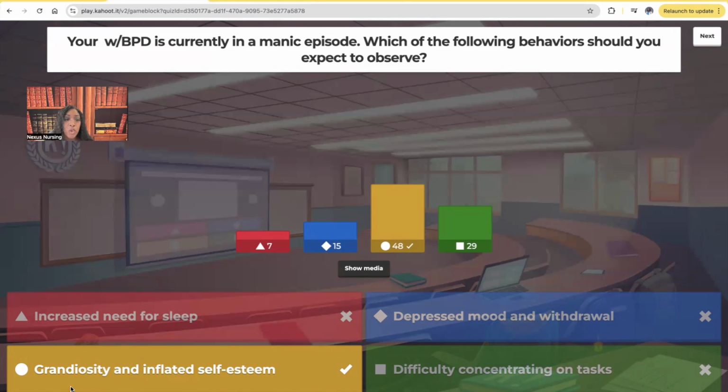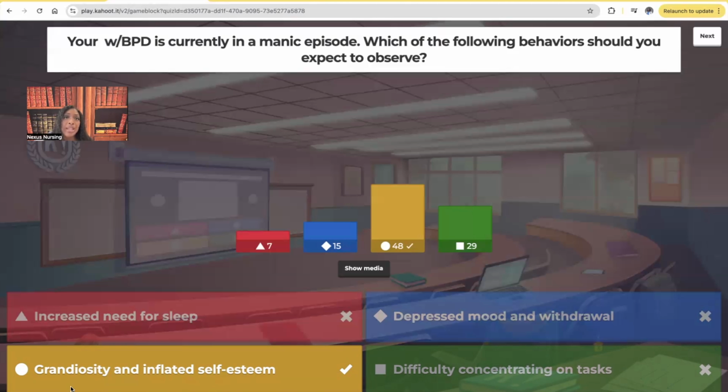Okay, look at the other choices. Increased need for sleep? No, that's one of our biggest problems. That patient that's in the manic phase, they're going and going and going. And what's one of our biggest concerns? They're going to crash out. They need to sleep in order to function, to survive. So that can't be it. Depressed mood and withdrawal, that would be what? The patient that's going through depression. And of course, I just explained to you difficulty concentrating on tasks.